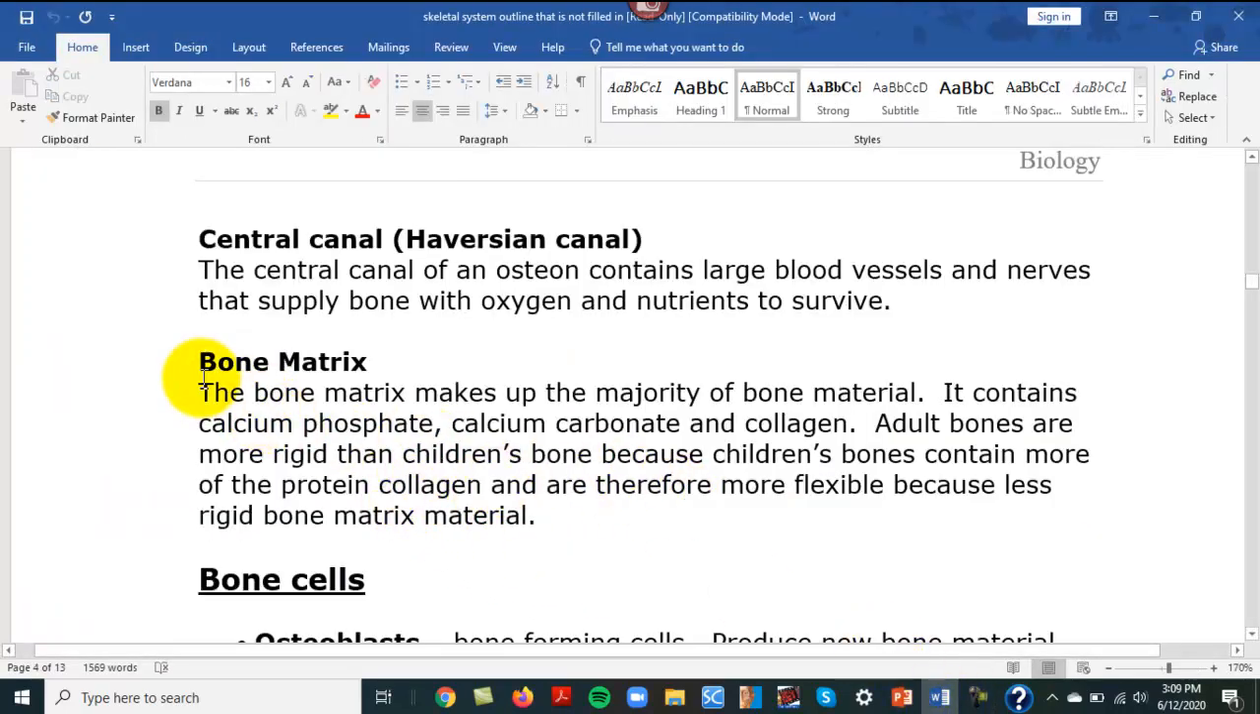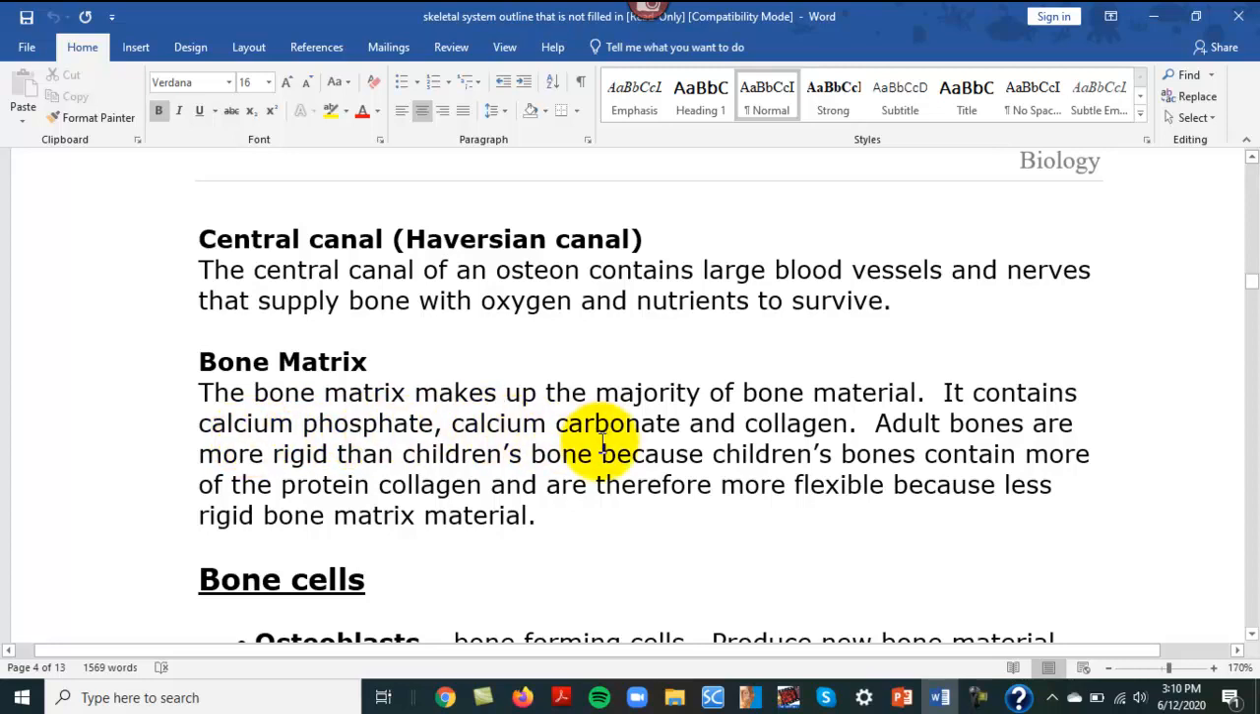Now this is important. The bone matrix has three things. It's got collagen for strength. So that's where that is. Adult bones are more rigid than children's bones. But the collagen part gives bone some strength. Now collagen is a protein that's found in ligaments, tendons. Anyway, it's very strong. The part of bone that's rigid, and you know this, bones are hard on the outside.